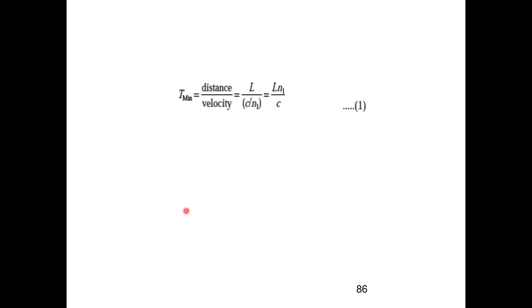Okay, so T minimum is distance upon velocity. So it is L upon C by N1. So I can write it as L N1 upon C. Give this equation number 1.